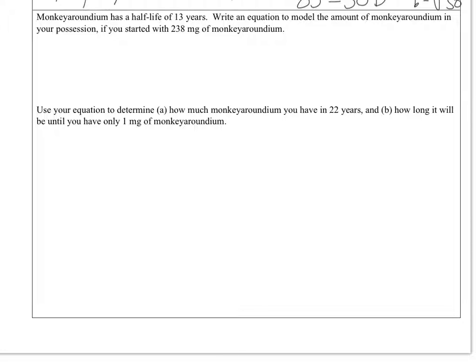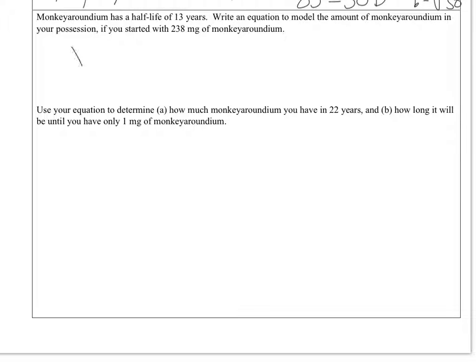Alright, so now we've got a fake element here, monkey aroundium, and this has a half-life of 13 years. We're going to write an equation to model the amount of monkey aroundium in your possession if you start with 238 milligrams of monkey aroundium. We can do this a couple ways. We can do this based on understanding what half-life means in terms of going from nothing, or we can start with an equation that we're used to.